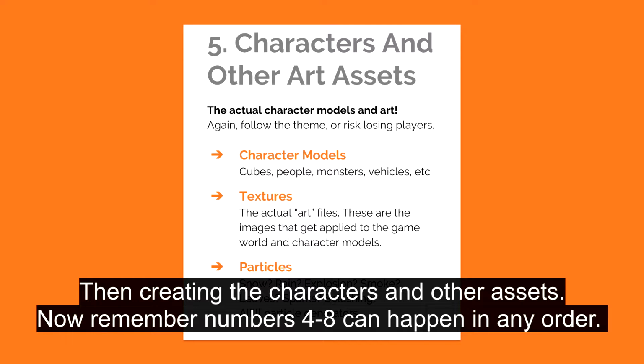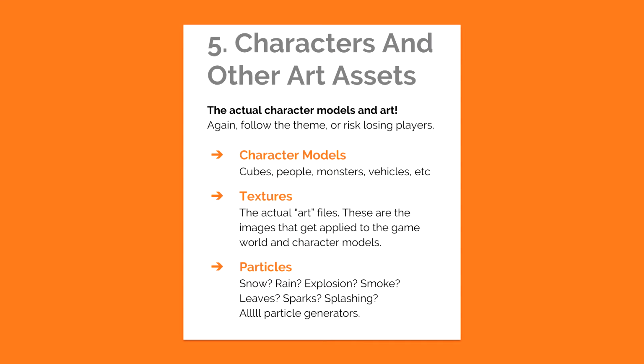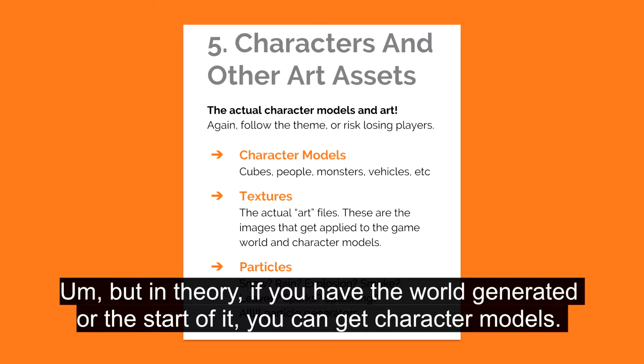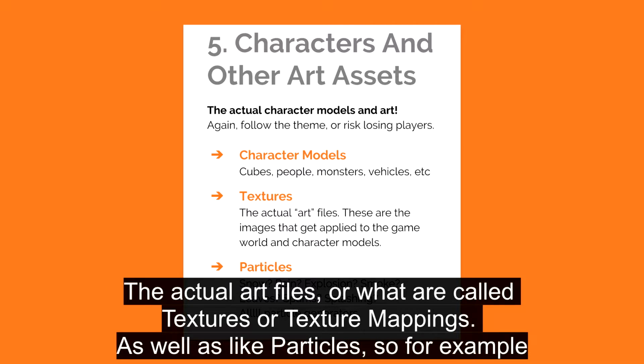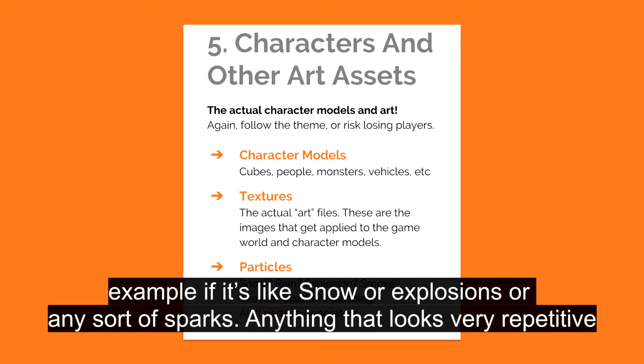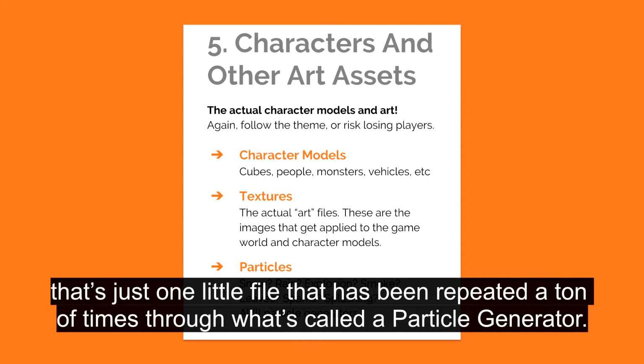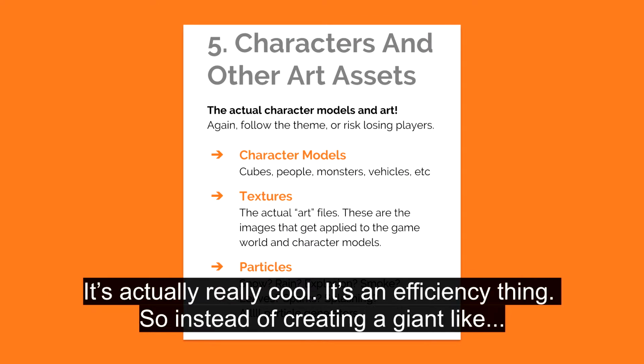Now remember, numbers 4 through 8 can happen in any order. But in theory, if you have the world generated or the start of it, you can get character models. It could be people, monsters, vehicles, any sort of character that'll be in the game. The actual art files, or what are called textures or texture mappings, as well as particles. So for example, snow or explosions or any sort of sparks. Anything that looks very repetitive, that's just one little file that has been repeated a ton of times through what's called a particle generator, which is actually really cool.